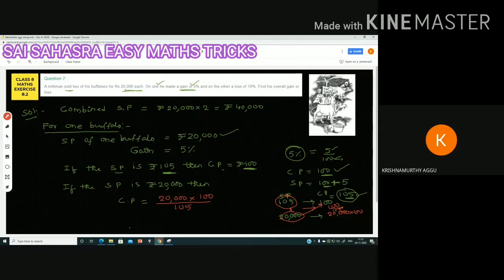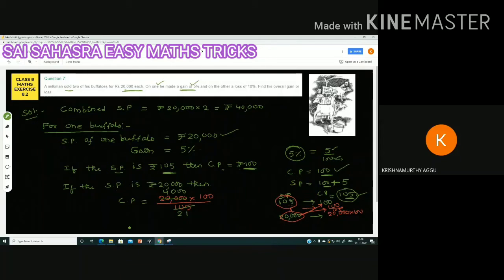For 20,000 rupees, 20,000 into 100 by 105. That is the unitary method we applied here. Next, cancellation. Cancellation we can do with the 5 table. With the 5 table, 5 twos are 10, 5 one time. Next, 5 fours are 20, and 000.